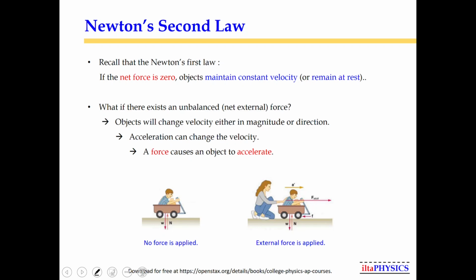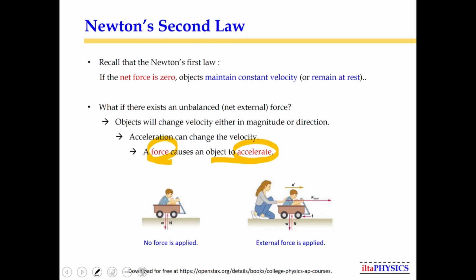But what happens if an unbalanced external force acts on it? Let's say a mother pushes the toy car from behind. That means an external force is being applied. Naturally, the toy car begins to move forward. In other words, its velocity changes. And that change in velocity means that acceleration is produced. So, an external force causes an object to accelerate. And that's exactly what Newton's second law says.